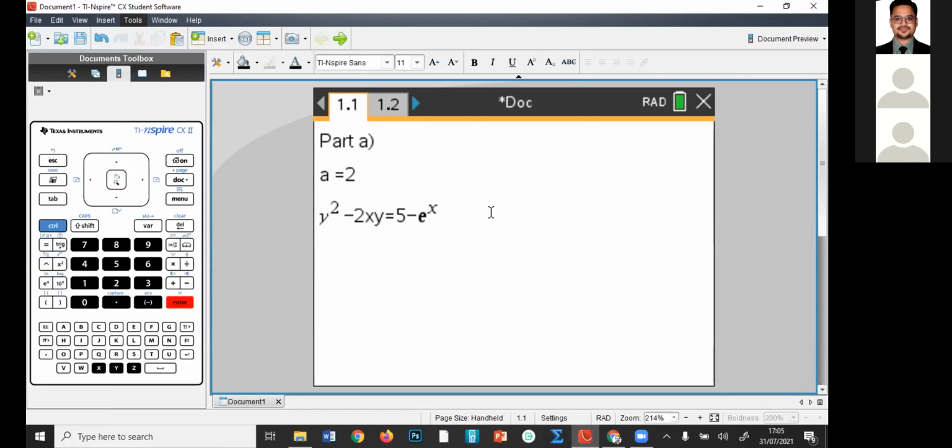So let's try to identify what is happening here. This y squared, do you see this y and this y? Is it a quadratic equation in y? Yeah, it seems so. If we take y as the variable only, we can write it as y squared minus 2xy plus e raised to the power of x minus 5 is equal to 0. So this is a quadratic equation now.